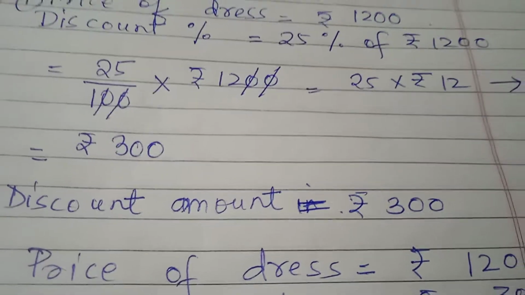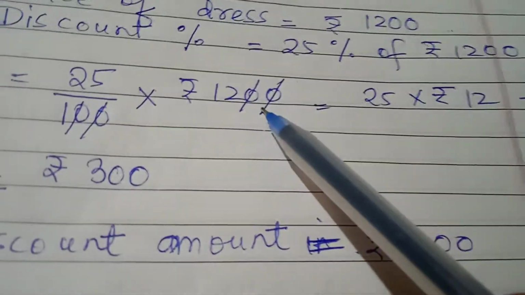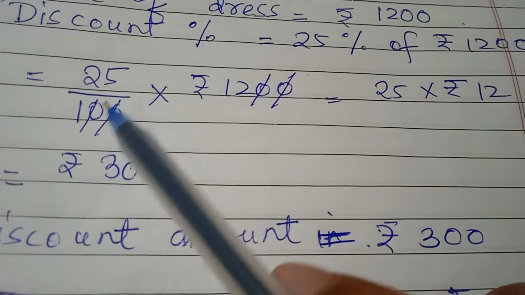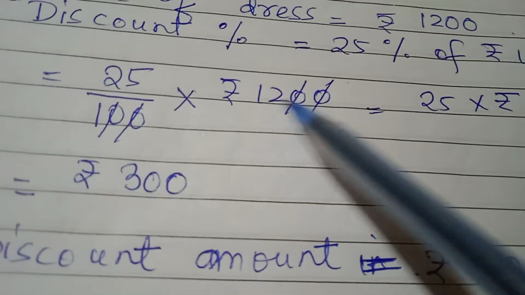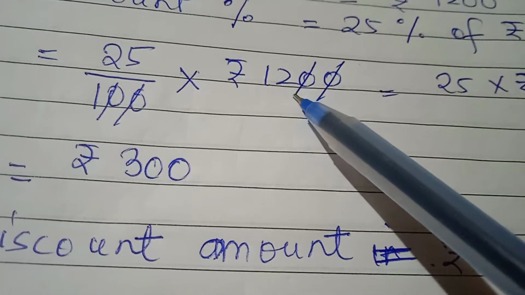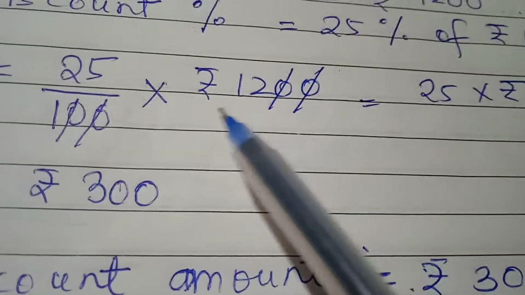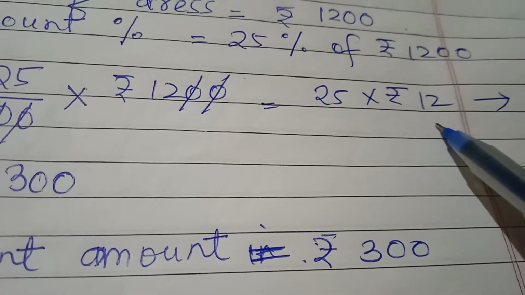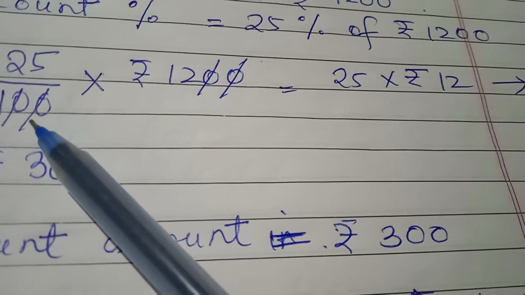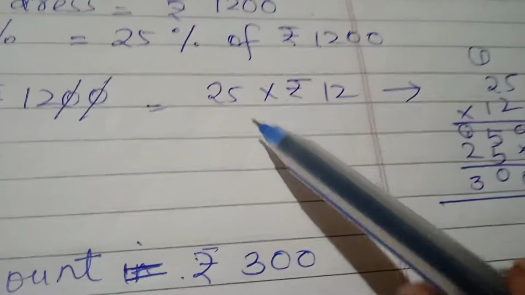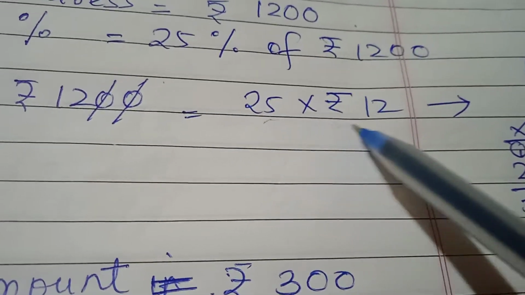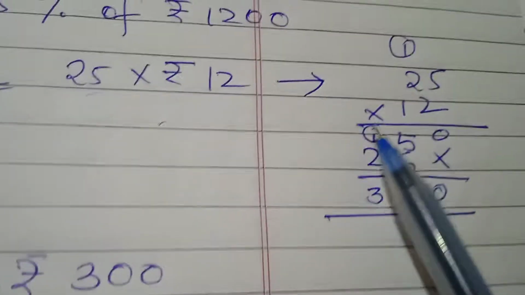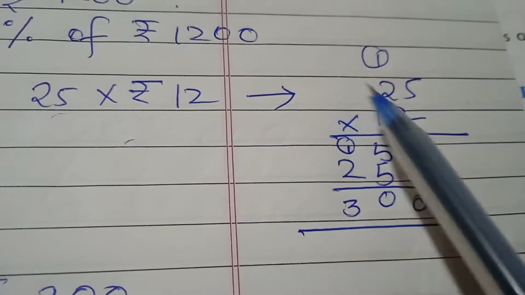Now it is our turn to cut off the extra zeros, 1 0 and 1 0. Denominator and numerator cut off, and we can also cancel another 0 of the denominator with 1 0 in the numerator. So now what is left with us? 25 multiplication rupees 12, because zeros are gone, and in the denominator also zeros are gone. So the denominator will be 1. When denominator is 1, we can just ignore it and we need not write it. Now what we have to do is 25 into 12 rupees.